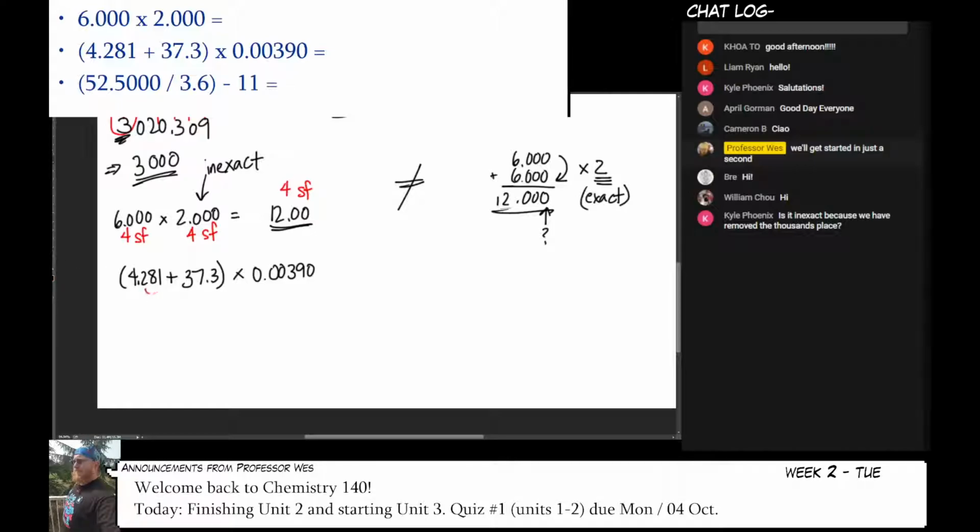So we're going to do this part first. We're going to do the addition first, because it's in parentheses, right? And so I'm just going to add straight down real quick. Oh, you want to know what this is right here. We'll get to that in just a second.